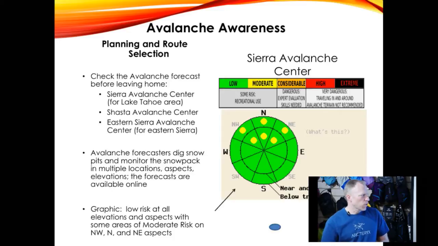So here's what forecasts look like. This is one from the Sierra Avalanche Center. There's also an avalanche center near Shasta, and there's the Eastern Sierra Avalanche Center as well. You can find all those online. It follows a color code from low through extreme, going essentially like a stoplight from green, yellow, orange, red to black. And the avalanche forecasters go out in the field and dig pits and then post their findings. They also report on avalanches that have happened, and it's interesting reading and also very informative. So it'll show not only the risk level, but also above and below tree line and related to different aspects.